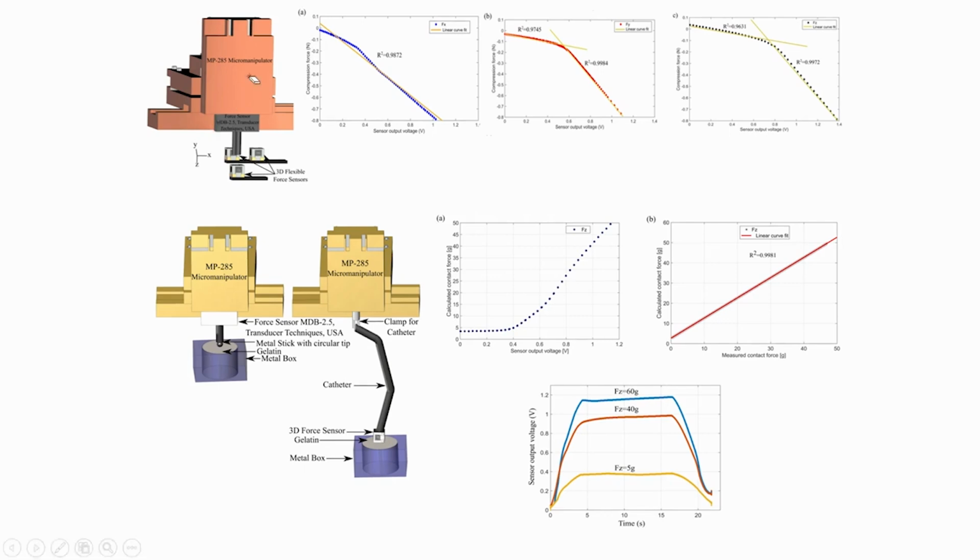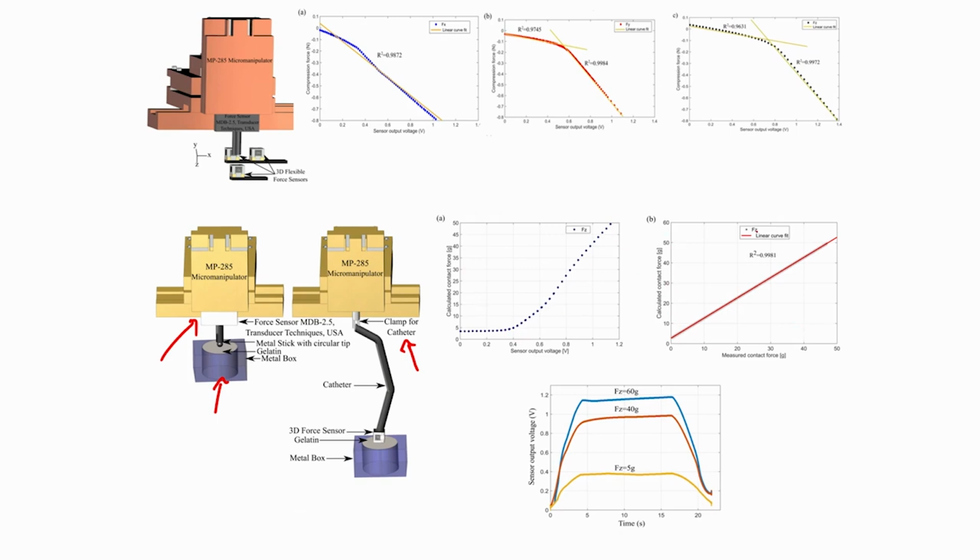Alright. Now if I want to apply a force onto a tissue, before that I have to go for a phantom tissue. Phantom tissue is not real tissue, and it can be fabricated with the help of gelatin. So if I take a metal box in which I can have gelatin, and I take a commercial force sensor versus the catheter, and I press it on the gelatin, then I will see the calculated contact force versus measured contact force.